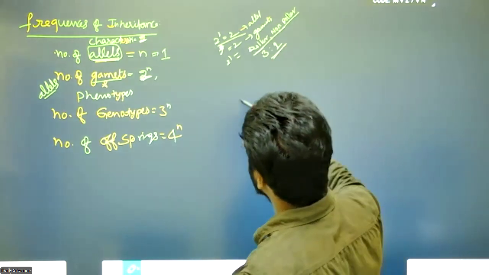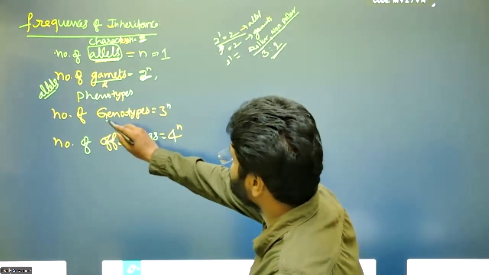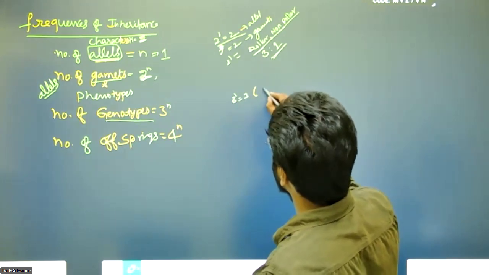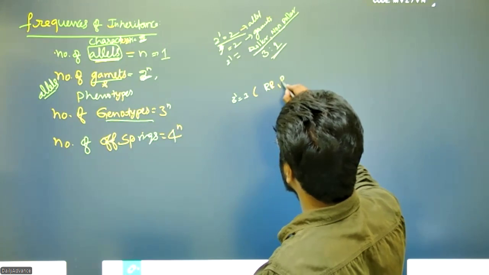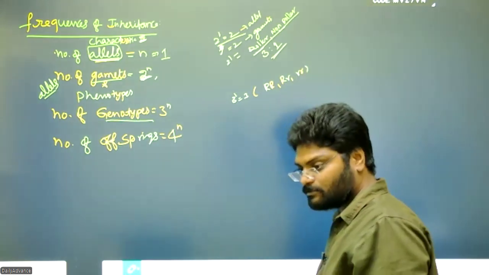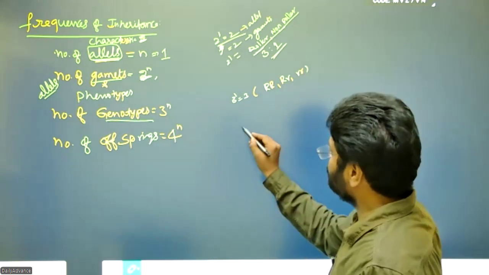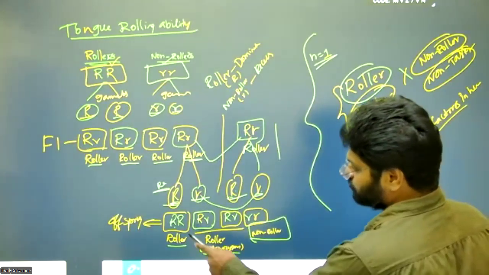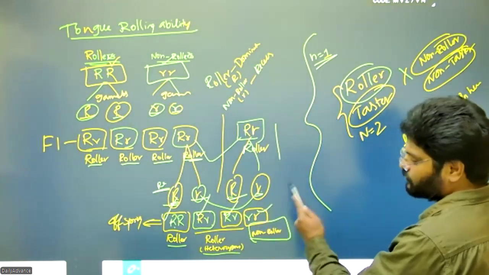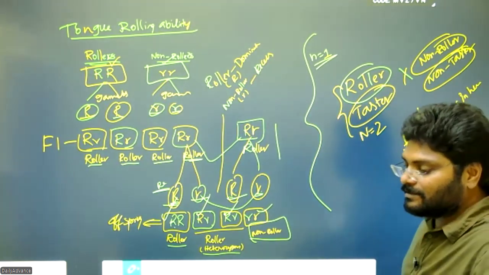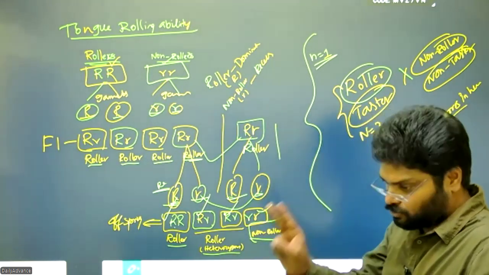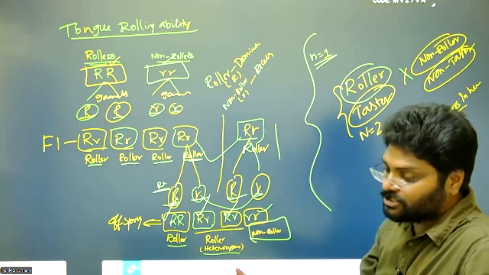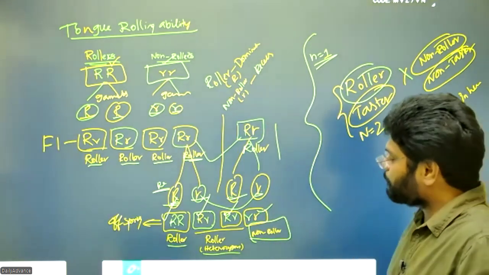Now take the number of genotypes. The number of genotypes is 3 power 1, that is 3. What are all the genotypes? Roller, roller, roller, non-roller, roller, roller. So 3 types of genotypes are there. The number of offspring is 4 power 1, so that is 4. This is first, second, third, fourth. So 4 offspring are there. When the character is 1, alleles are 2, offspring are 4, phenotypes are 2, genotypes are 3.